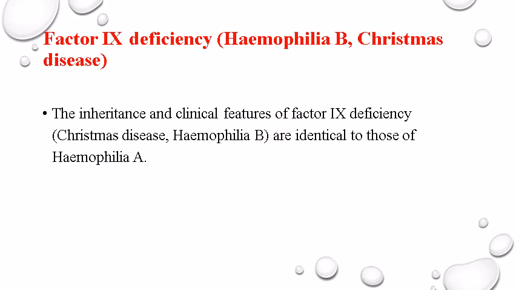Hemophilia B is also an inherited disease due to factor 9 deficiency or mutations, with clinical features identical to hemophilia A. The only difference is that hemophilia B is less common than hemophilia A.